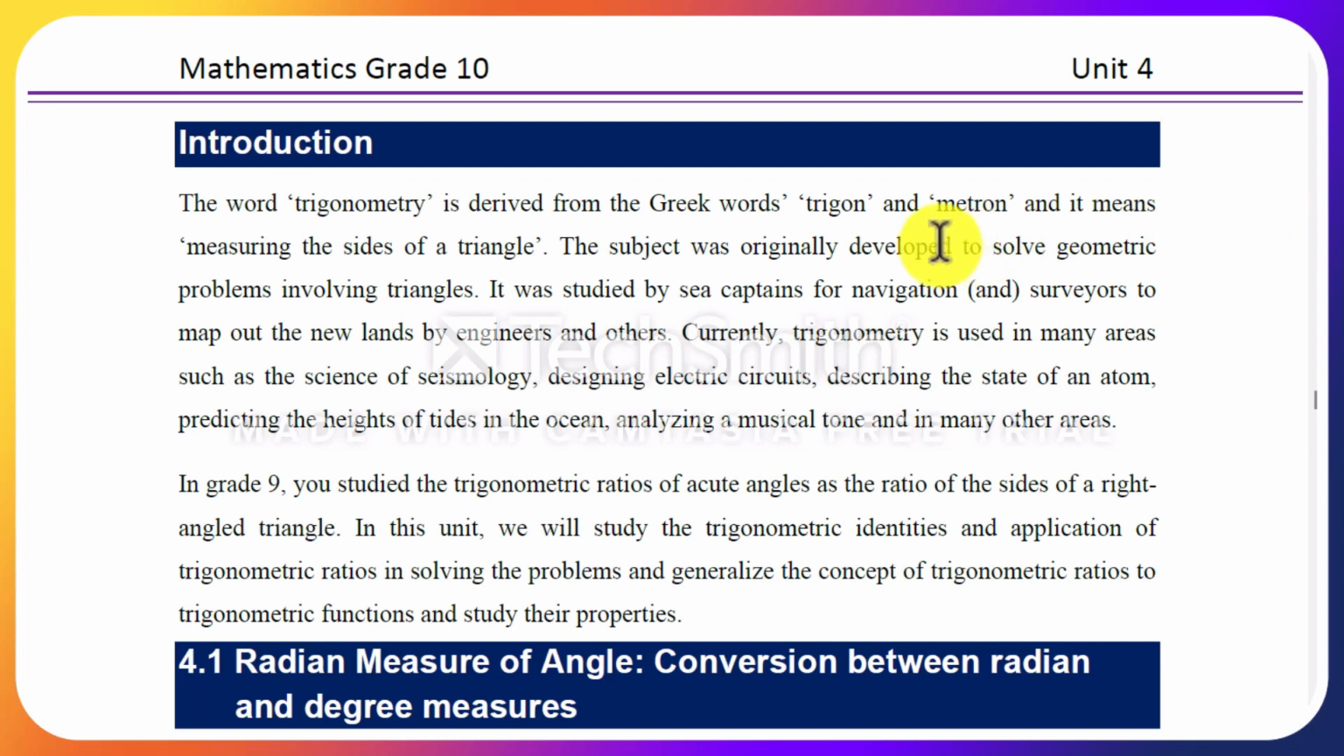When we come to trigonometry, the word trigonometry is derived from the Greek words trigon and metron. In Greek, trigon means three sides and metron means measurement. Therefore, when these two words are combined, we get the word trigonometry. Therefore, trigonometry means measuring the sides of what? A triangle.